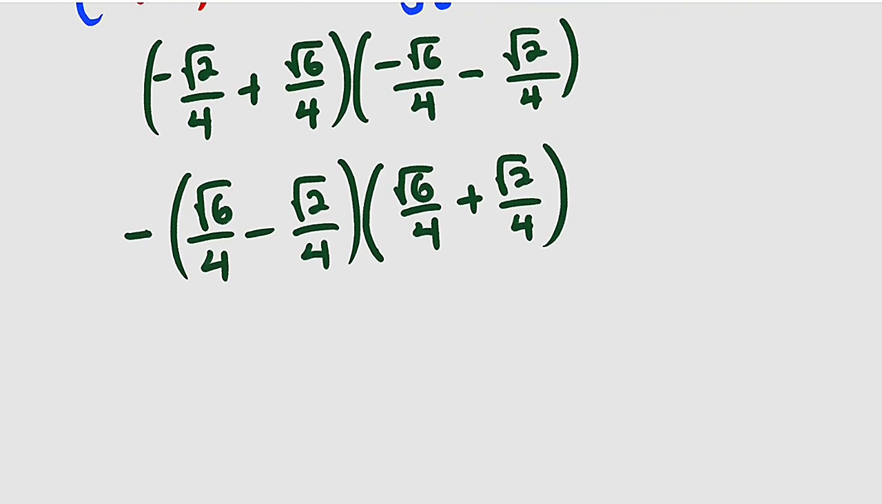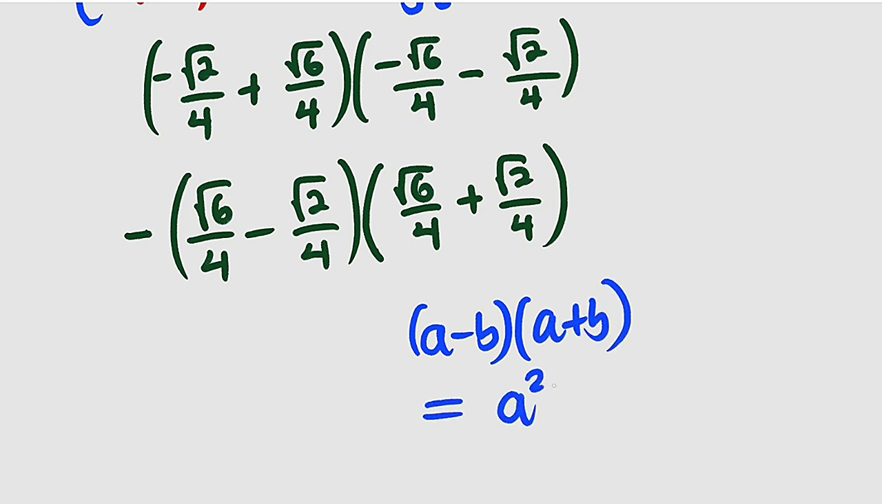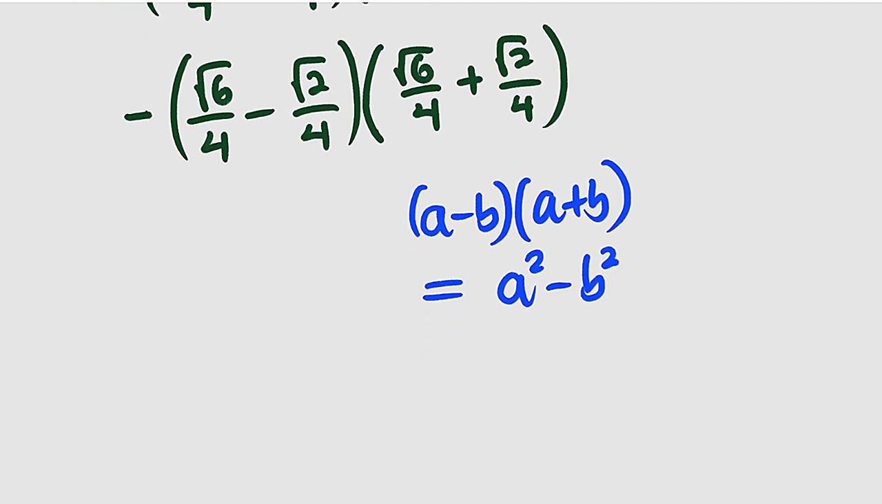Just observe the two terms. They are just a difference of two squares. This term and this term, they are exactly the same. Likewise, this and this. So we take the first term, we square that. We subtract the second term squared. Difference of two squares. If you have a minus b multiplied by a plus b, remember that this is the same thing as a squared minus b squared. This is exactly what I mean.